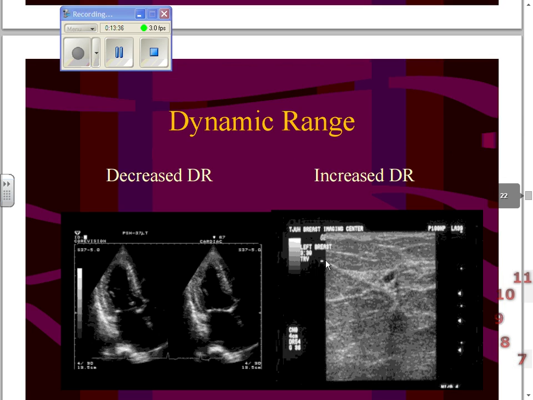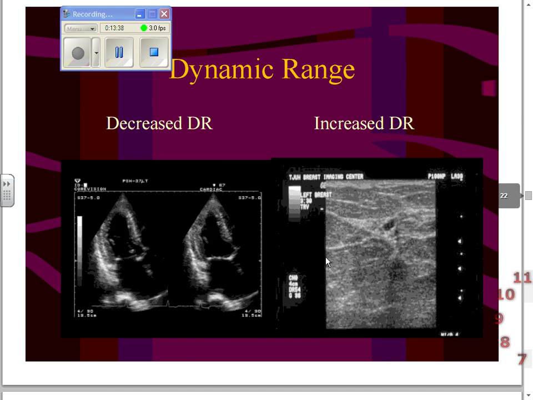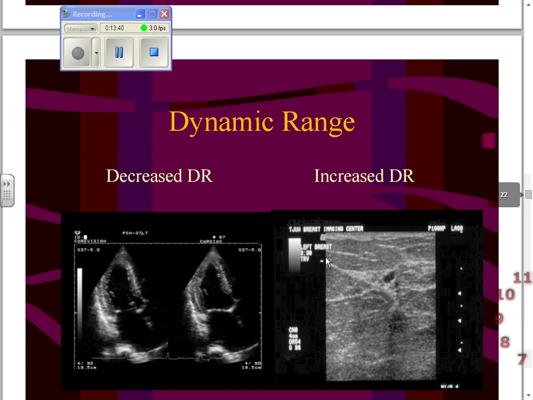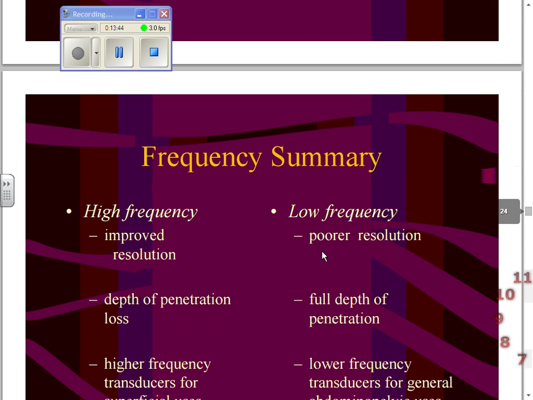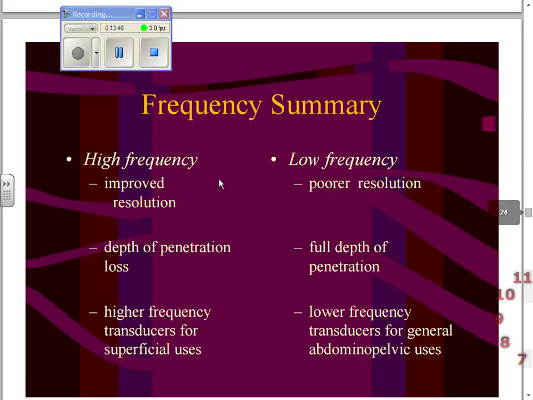Something that's not mentioned in the syllabus is dynamic range, so we don't need to worry about that too much. So higher frequency gives improved resolution, depth of penetration changes, and you get more loss through attenuation. But with low frequency, you get poorer resolution, you get a better depth of penetration, and you end up with less attenuation.